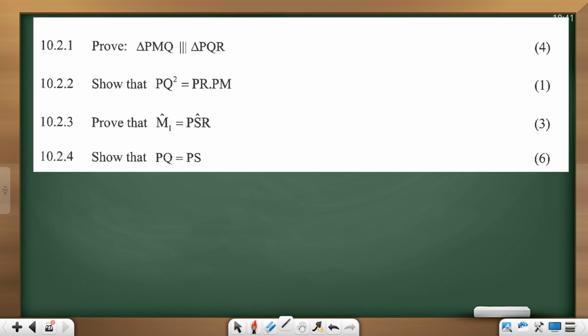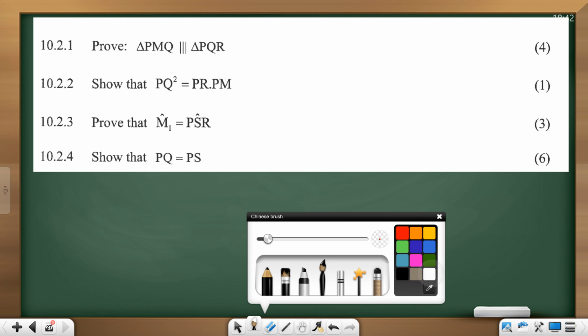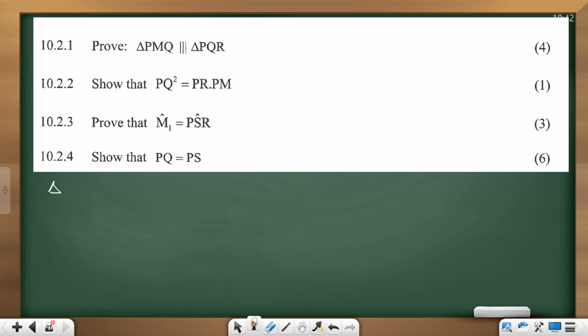How do we answer this question? PMQ. Similar to what? PQR. What is the skill? List the angles. You see, you're not doing so many things. That's the first thing that comes to your mind. List the angles. So I'm going to do that list with you. P, M, Q, and what? P, Q, R. Let's go to the diagram.